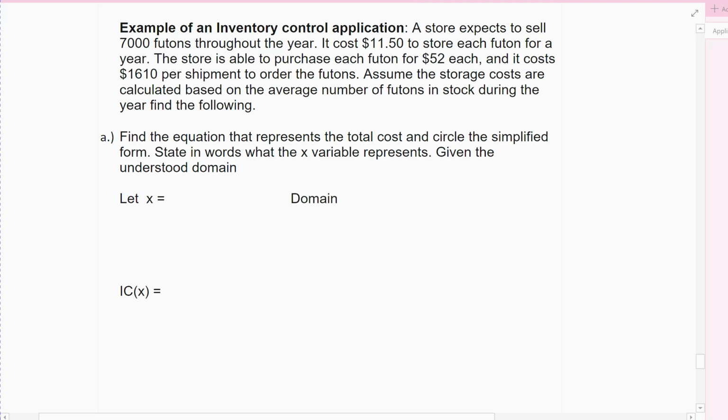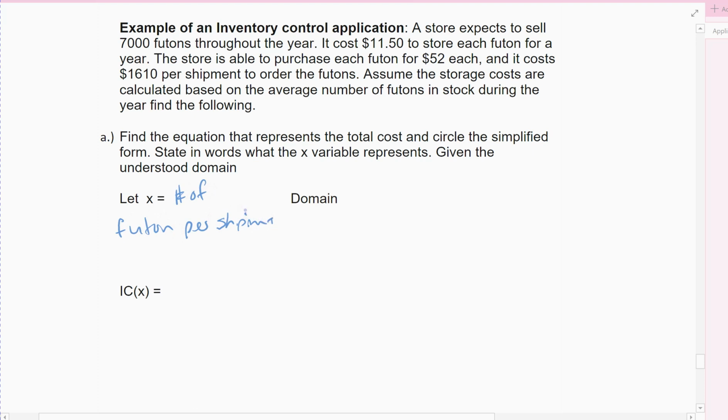Alright, first, the setup. Again, I do mine a little differently than the MyLab. Either way is fine. This is just the way that I prefer, so I think it's the easier way to think it through. X, though, is always the number of items per order. So in this case, X is the number of futons per shipment or order, however you want to word it.